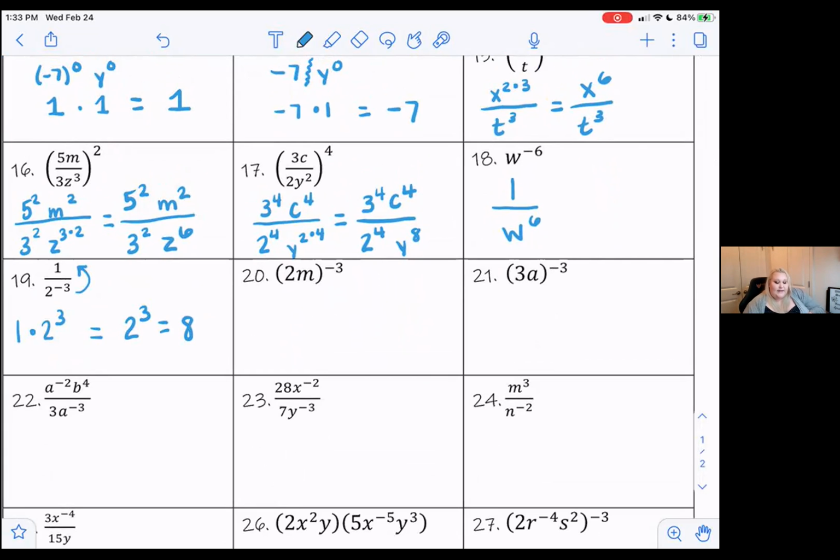For number 20, now keep in mind on these, some of them, if they don't ask for standard form or exponential form, they're going to likely be multiple choice. So you may have to recognize either answer, either 2 to the third or 8.